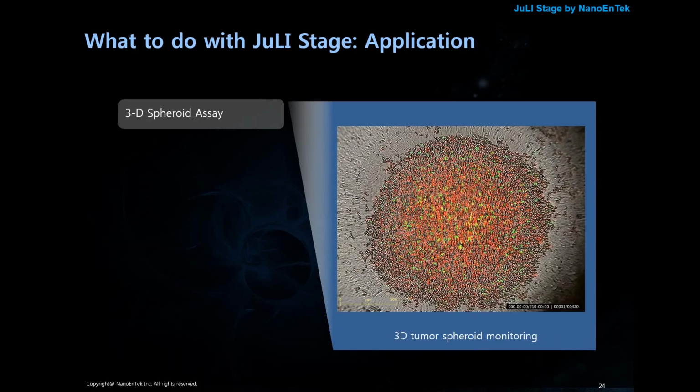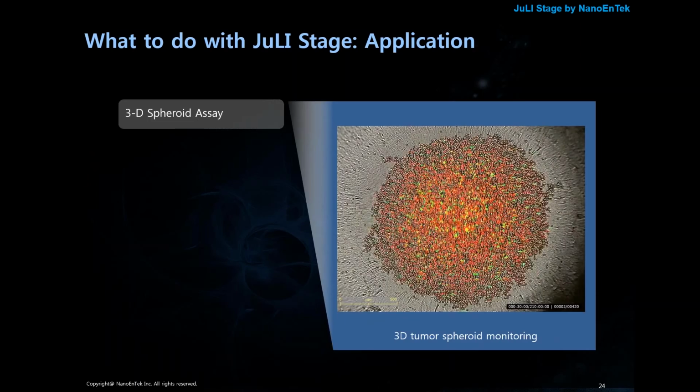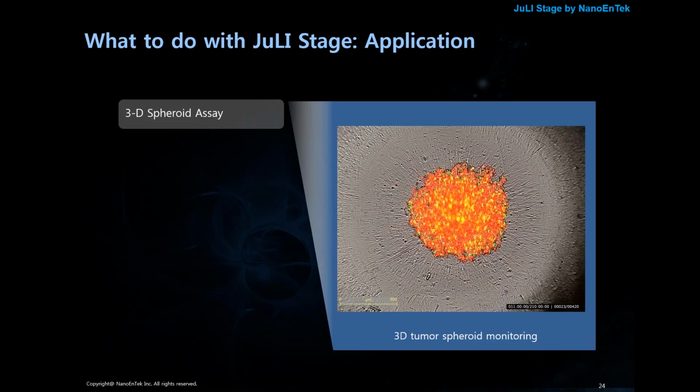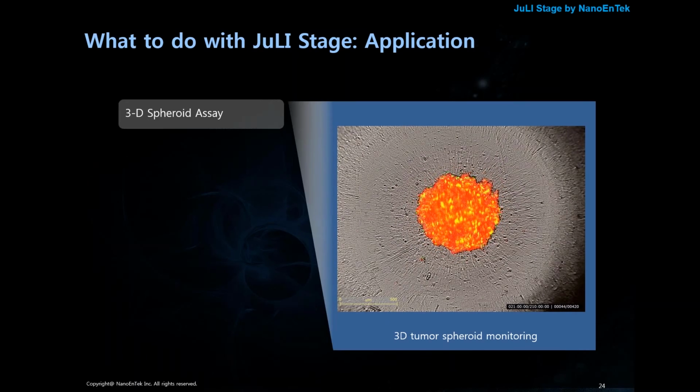And this another experiment is very exciting. This experiment is called 3D spheroid assay, where we made a spheroid with green fluorescence and red fluorescence expressing U2OS osteosarcoma cells. We co-cultured them and monitored for 10 days.